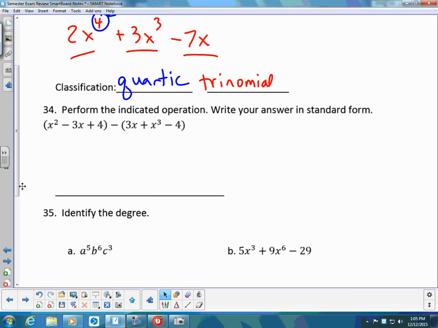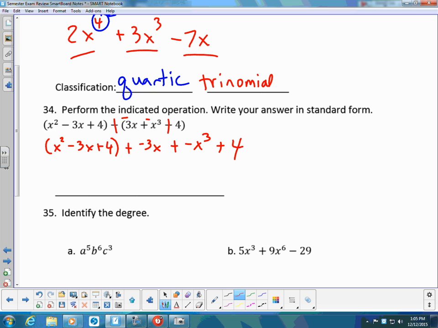Let's take a look at number 34. Perform the indicated operation. Write your answer in standard form. Okay, so when we work on this, we are going to have to subtract here. Again, I would recommend that you change the subtraction to addition and then change all of these signs here. So I really am going to end up with x squared minus 3x plus 4 plus a negative 3x plus a negative x cubed plus a positive 4. So that's going to give me negative x cubed, because there's no other x cubes that I can combine, then plus x squared, because there's no other x squared, then minus 3x plus another minus 3x is going to be a minus 6x, and then I have the 4 plus the 4 gives me 8. So our answer here is negative x cubed plus x squared minus 6x plus 8.